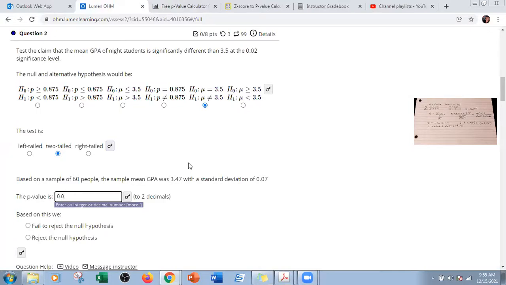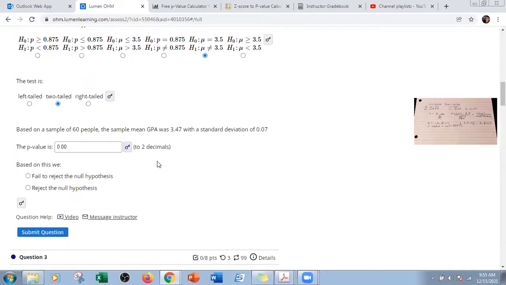So 0.00 is what we would end up with. Take a look. They actually say 0.0016, but it should accept 0.00. It's just showing you that there are more values in that.